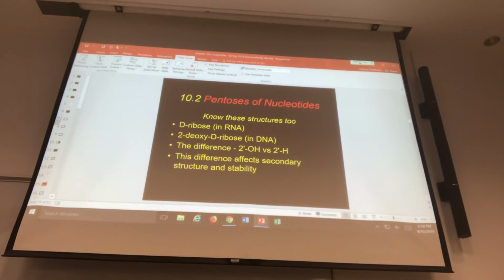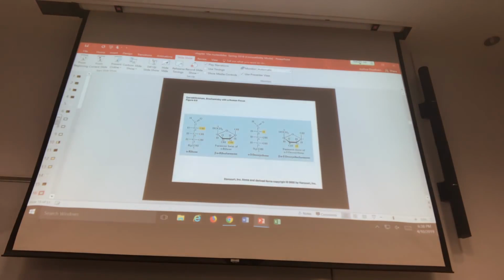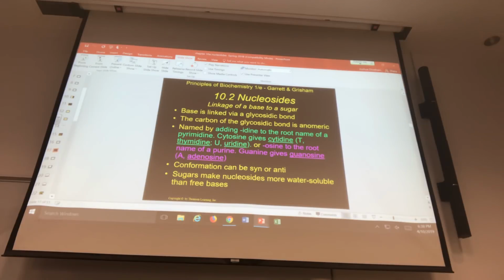Moving down, of course, after you talk about your nitrogenous bases, you have to talk about your nucleosides, and it's very simple. Nucleosides are just the nitrogenous bases with a sugar, and it will be ribose if we're just talking about nucleosides.